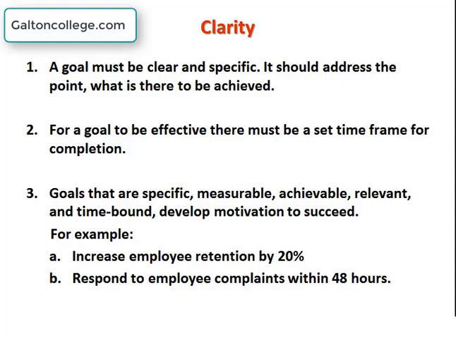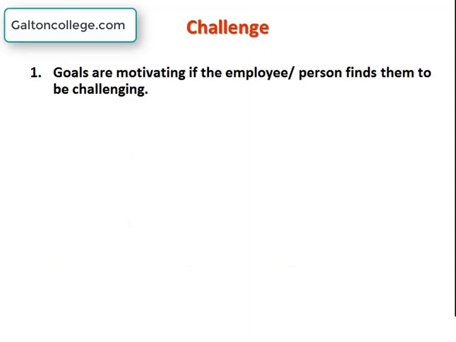Now, back to our goals, the principles upon which goals are based. And the second one in that list was challenge, if you go back to the start. So challenge, goals are motivating if the employee or person finds them to be challenging. If the goal is very easy, they're not really that motivating. If it's a very simple, straightforward task, nobody gets too motivated about it. It's just something that can be easily completed.